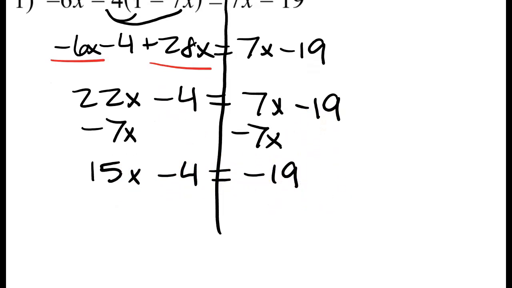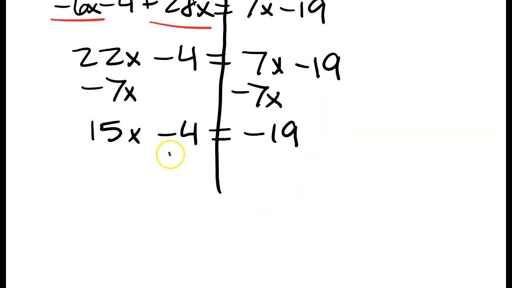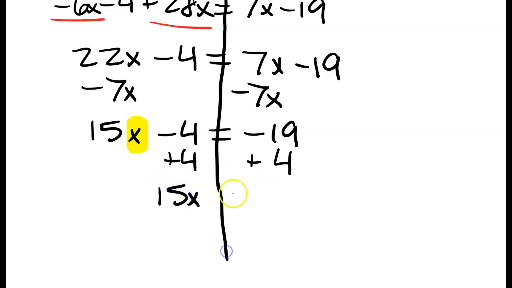All right, now I'm almost there. I need to go ahead and add 4 to both sides. Remember, I'm trying to get x by itself. So at this point in the problem, I only have one set of x's, right? So this is the x that I'm trying to isolate. Okay, so I'm bringing the 4 away from it to the other side. So -19 plus 4 is -15. So I get 15x equals -15.